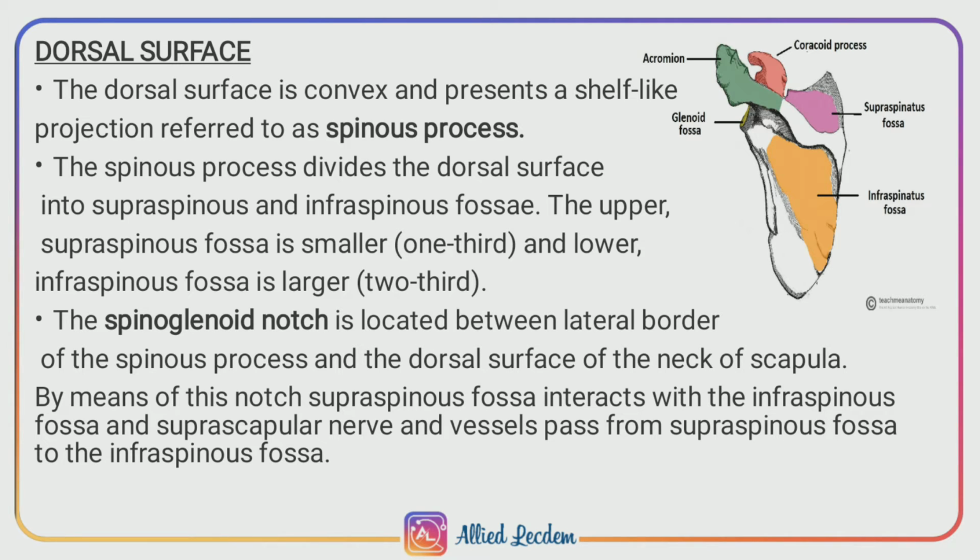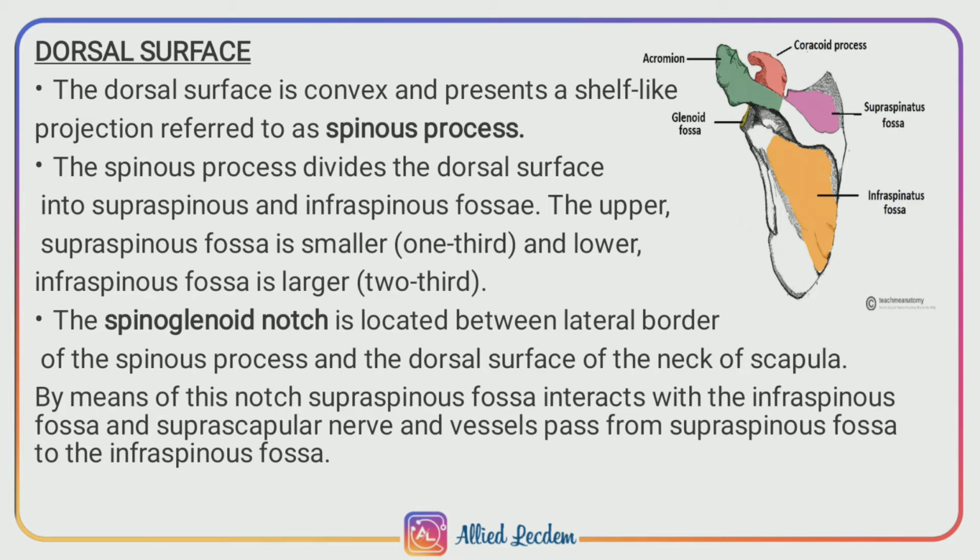The costal surface is concave and directed medially and forward, and the subscapularis muscle arises from the medial two-thirds of the subscapular fossa. Whereas the dorsal surface is convex and presents a shelf-like projection referred to as the spinous process, and the spinoglenoid notch is located between the lateral border of the spinous process and the dorsal surface of the neck of the scapula.